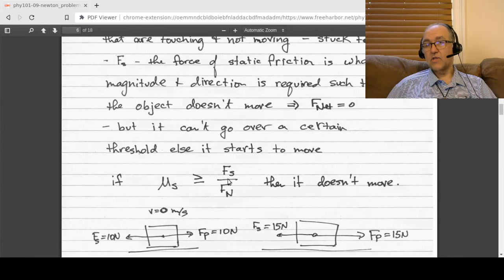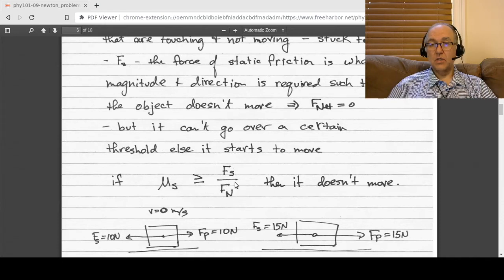And so the static friction here can't be just any old amount. It has to be less than a threshold. And that threshold is set by the coefficient of static friction. So I wrote a little s here. The previous one was mu k, the coefficient of kinetic friction. This one is the coefficient of static friction. But notice that this is not an equality. This is an inequality.